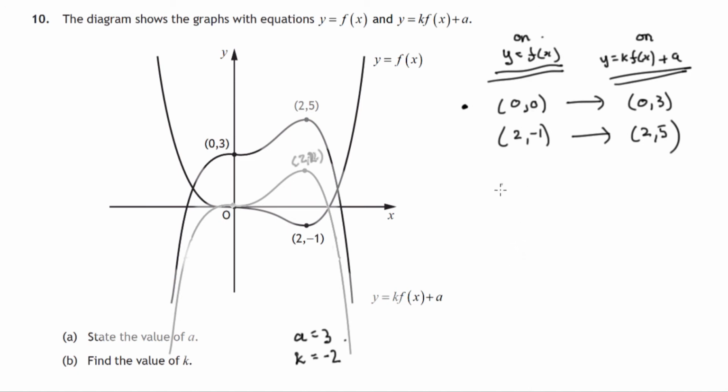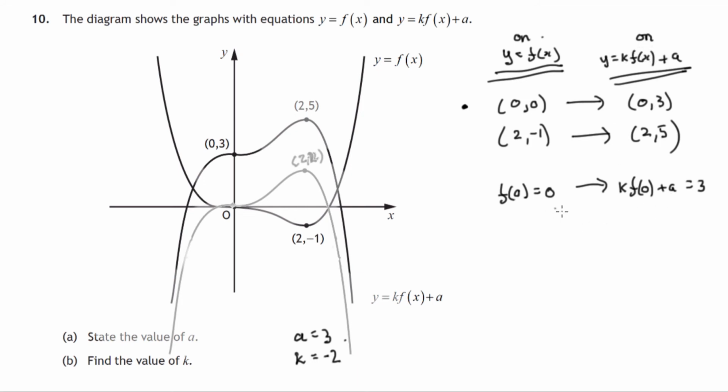That means that f of 0 must be 0. If we put 0 in, out comes 0. We're on this curve y equals f of x. On the other hand, if we put 0 in place of x on this curve and add a, we'll end up with 3. That's what this tells us. x is 0, y ends up as 3. So x into this expression, out comes 3.